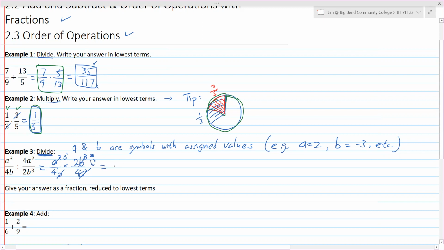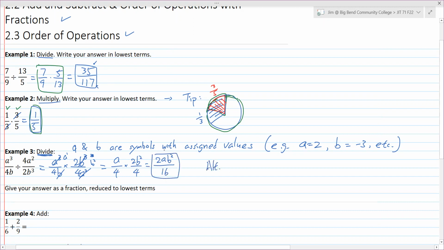Right, so your final answer turned into a over 4 times 2b squared over 4. And then if you combine numerators and denominators, you should get 2ab squared over 16.